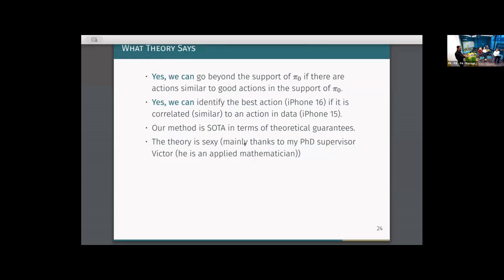And actually, the theory is very sexy, mainly thanks to my PhD supervisor, to give some credit, who is an applied mathematician. We proved something very good theoretically that we had an intuition about in practice, but in theory it was never clear. Now we can show that.